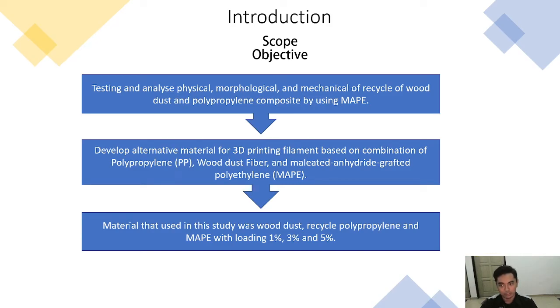For the scope of the research, the first one is to test and analyze the physical, morphological, and mechanical properties of recycled wood dust and polypropylene composite using MAPE. After that, to develop an alternative material for 3D printing filament based on the combination of polypropylene, wood dust fiber, and maleated anhydride grafted polyethylene, MAPE. And the last one is that the materials used in this study were wood dust, recycled polypropylene, and MAPE with different loadings of 1%, 3%, and 5%.